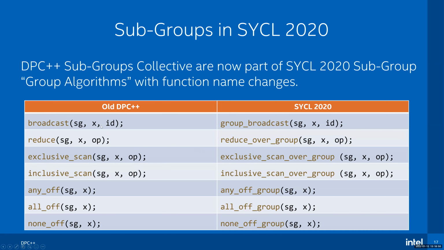We also had a bunch of subgroup collective functions, which are now called SYCL 2020 group algorithms. Before, we used to call it broadcast, and now it's called group_broadcast. Reduce has now become reduce_over_group. So we have the word group added to all of these functions, mainly because it's clearer for people that these are applicable to actual groups, whether subgroups or work groups.